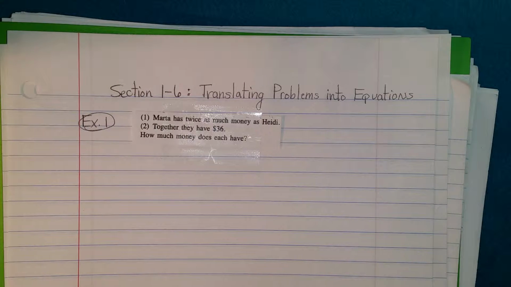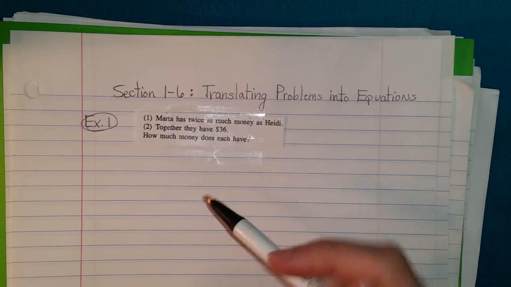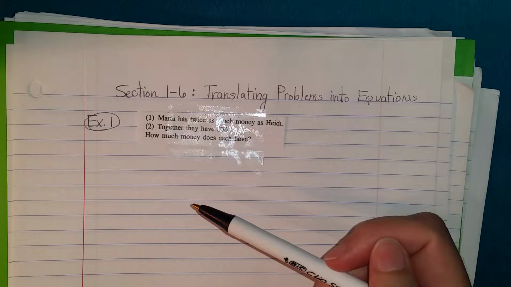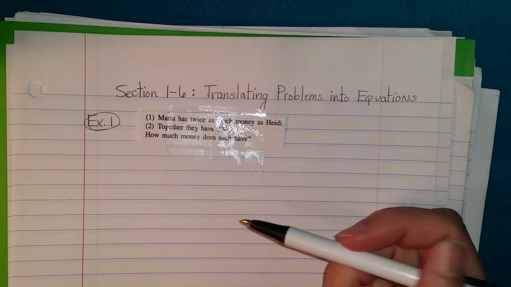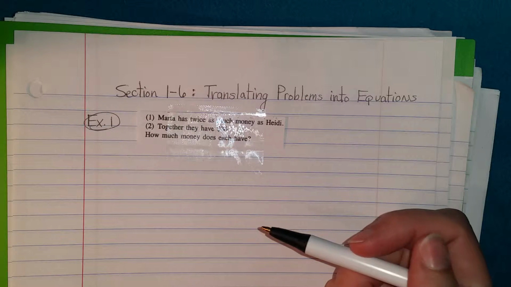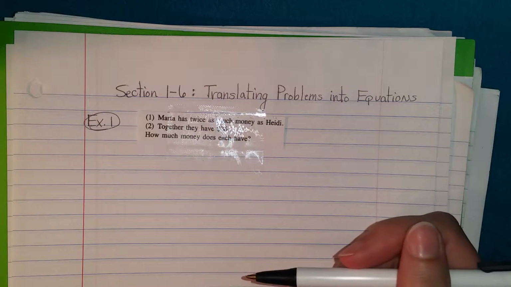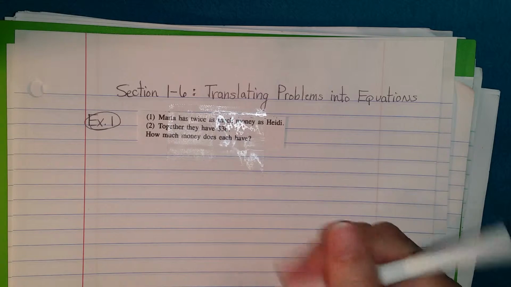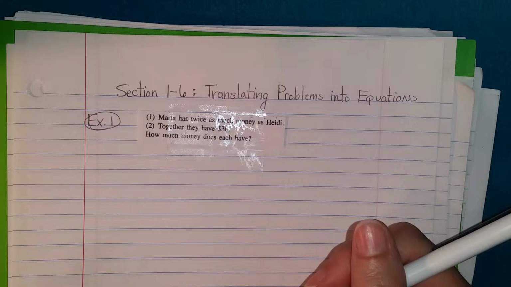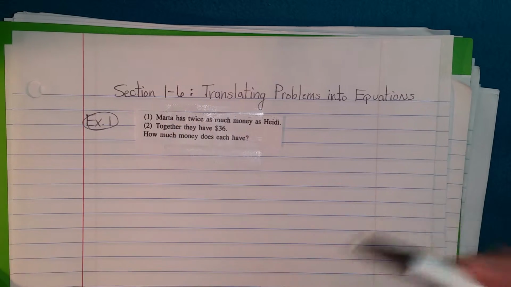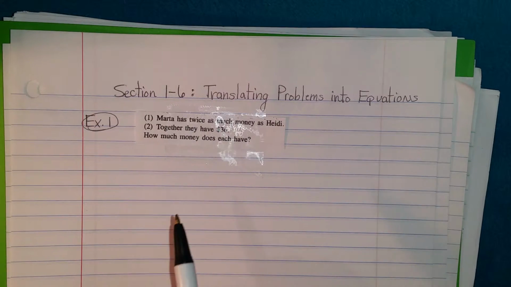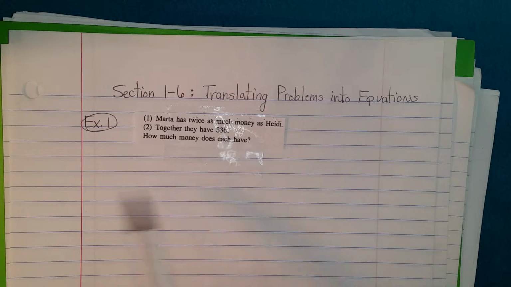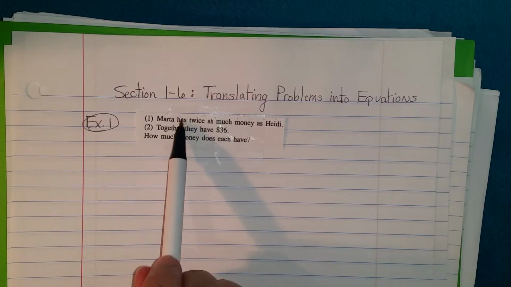Section 1.6 is translating problems into equations. Here you're given a word problem and you just have to write it as an equation, but you don't need to solve it. It's just trying to teach you how to set things up. So I'm going to work a series of examples so you can start seeing the pattern and how these things work. In these problems, you're given two sentences.